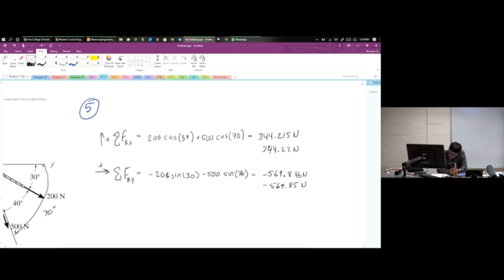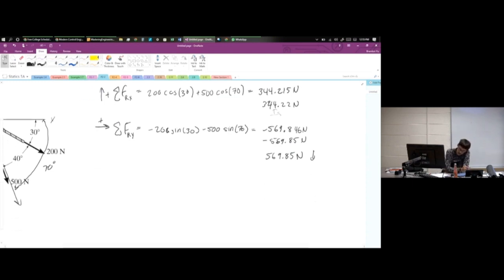So this one would be in the positive x direction, right? And this one would be in the negative y direction because it's that negative force, right? So we could choose to rewrite it as positive 569.85 newtons, and then specify that it does go in the downward direction, which would be a valid way of writing it. But again, up to how you want to display the information, right?